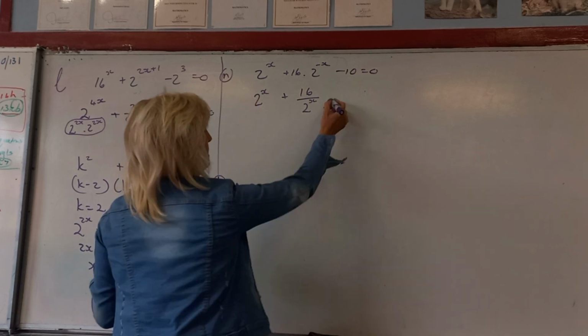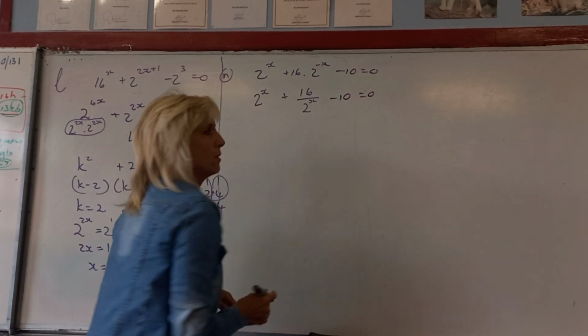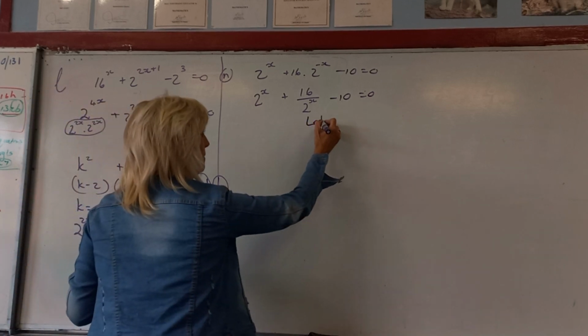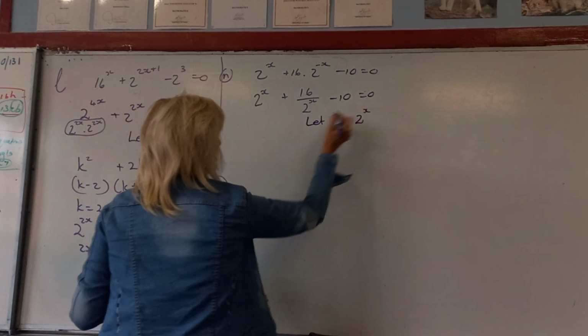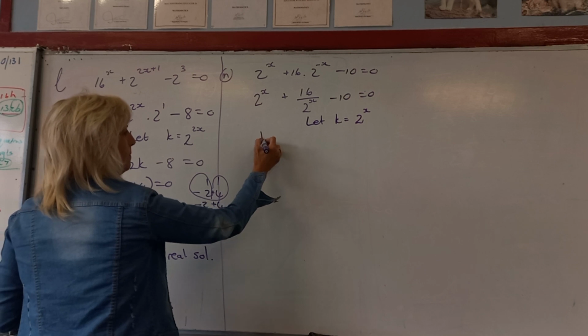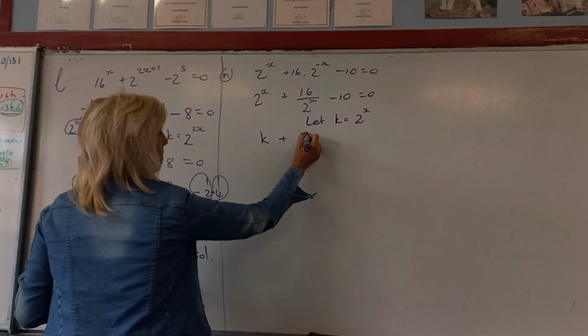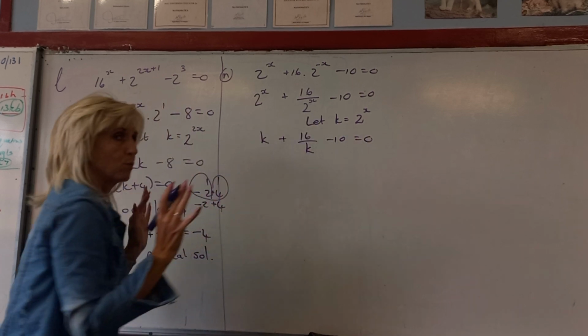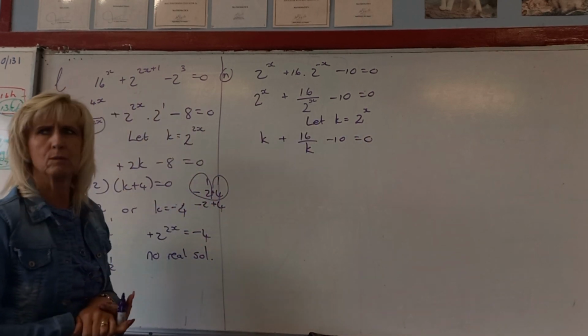And then for the rest, negative 10 equals 0. You have to do the k method. And for k, you're going to let k be equal to 2 to the x. The sum becomes k. So 16 over k. Which is much better than what it was, but still, what do you see?